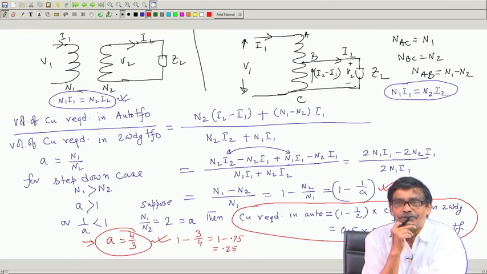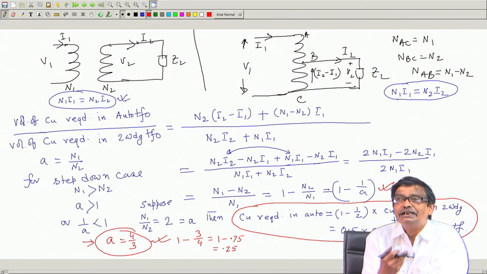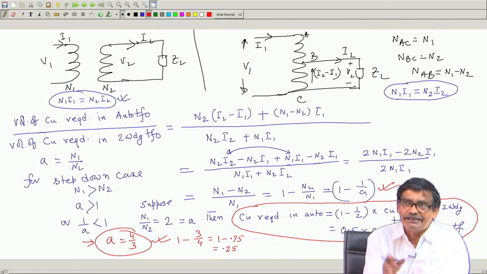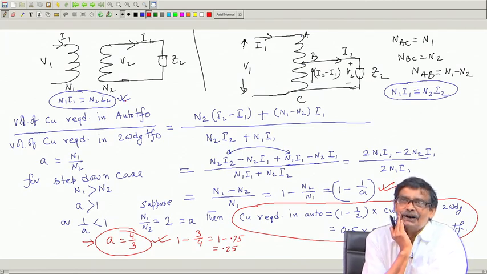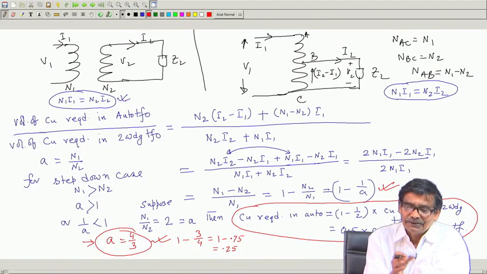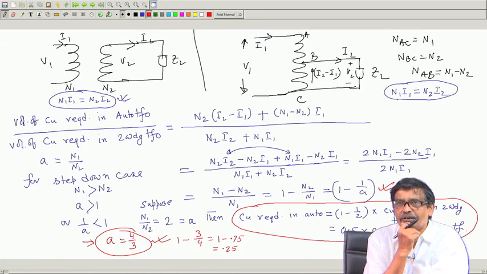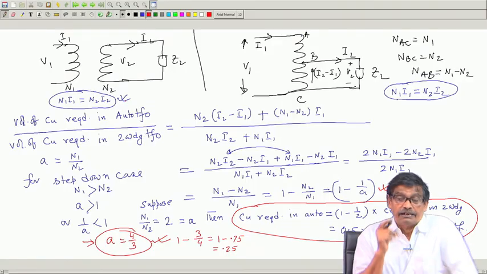But the story is not completed. If that would have been the case, then two winding transformer would not have existed, is it not? No one would have used two winding transformer, but that is not the case. There are other issues we have to consider. For example, I will tell you.